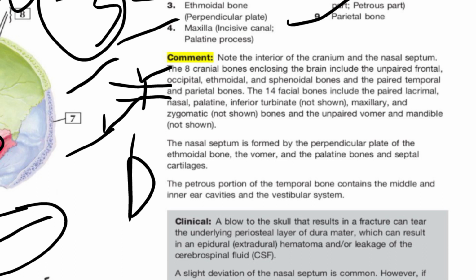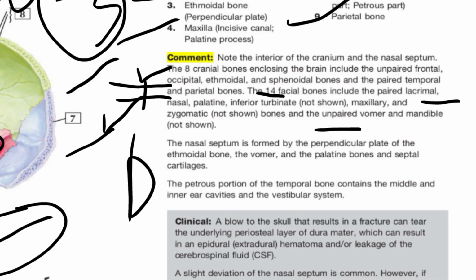So total in the cranial skull we have 8 bones, and we have 14 facial bones, including the paired lacrimal, nasal, palatine, inferior turbinate, maxillary, and zygomatic bones. And the unpaired we have vomer and mandible. Mandible is the lower jaw and it is a single bone.